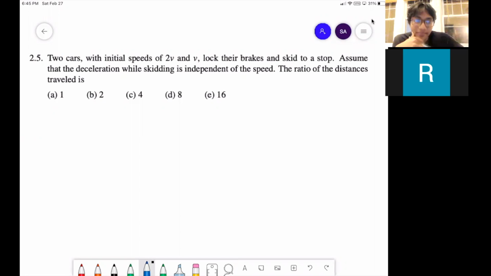Today we're going to be talking about the distance-velocity relationship. Let's read the problem. Two cars with initial speeds of 2v and v lock their brakes and skid to a stop. Assume that the deceleration while skidding is independent of the speed. The ratio of the distances traveled is.